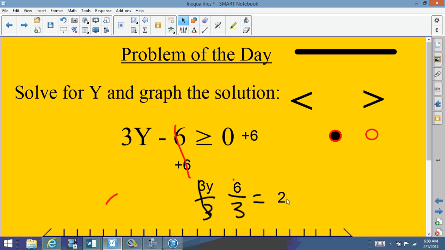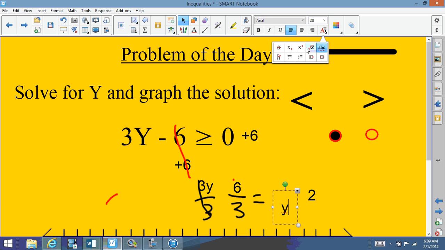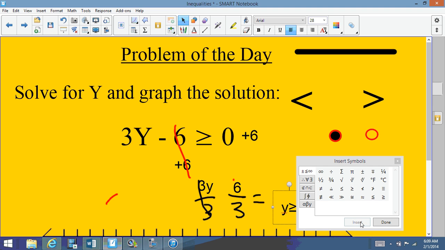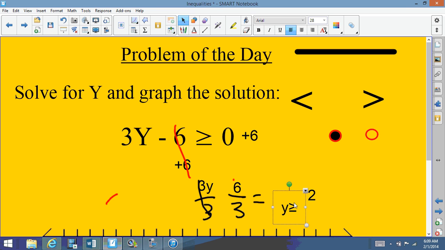So my value would be y is equal to 2, but I didn't use the equal to sign. I used the greater than or equal to sign. So we have our answer: y greater than or equal to 2.